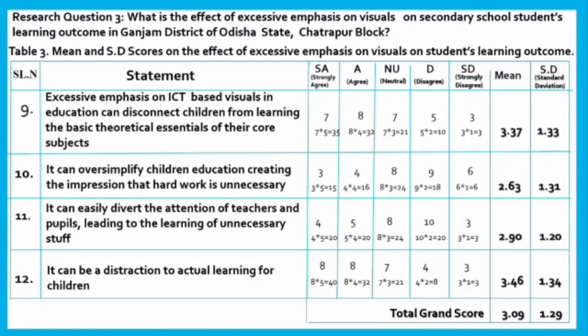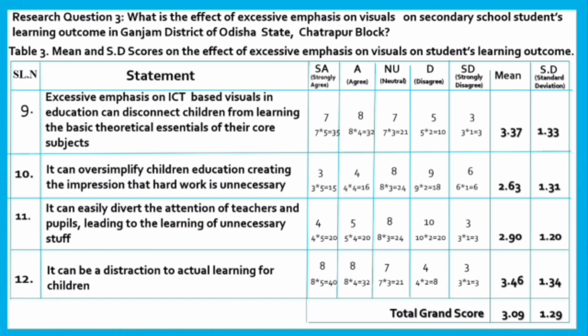Then, in Table 5.3, the researcher presents research question number 3, that is, what is the effect of excessive emphasis on visuals on secondary school students' learning outcome in Ganjam district of Odisha state, Chhatrapur block. Here, the researcher calculates mean and standard deviation scores on the effect of excessive emphasis on visuals on students' learning outcome. Statement 9, that is, excessive emphasis on ICT based visuals in education can disconnect children from learning the basic theoretical essentials of their core subjects.